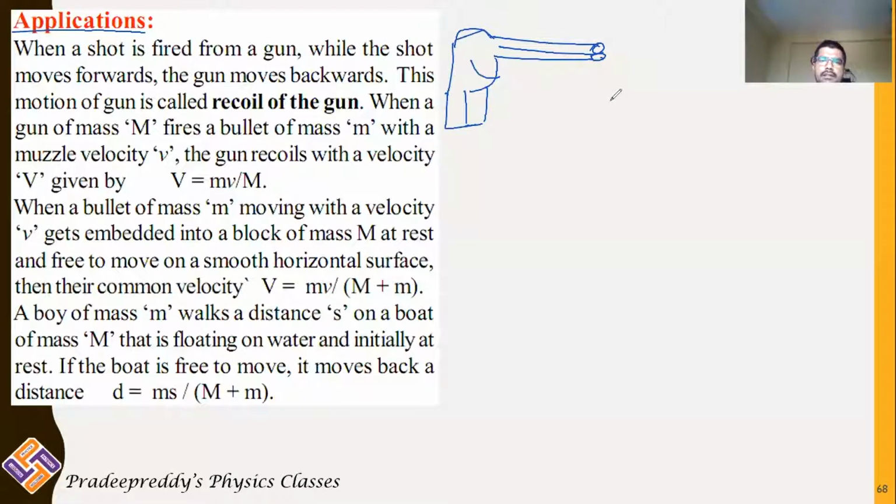This gun is loaded with a bullet. There is a bullet also. There is a bullet. This gun is loaded with a bullet.